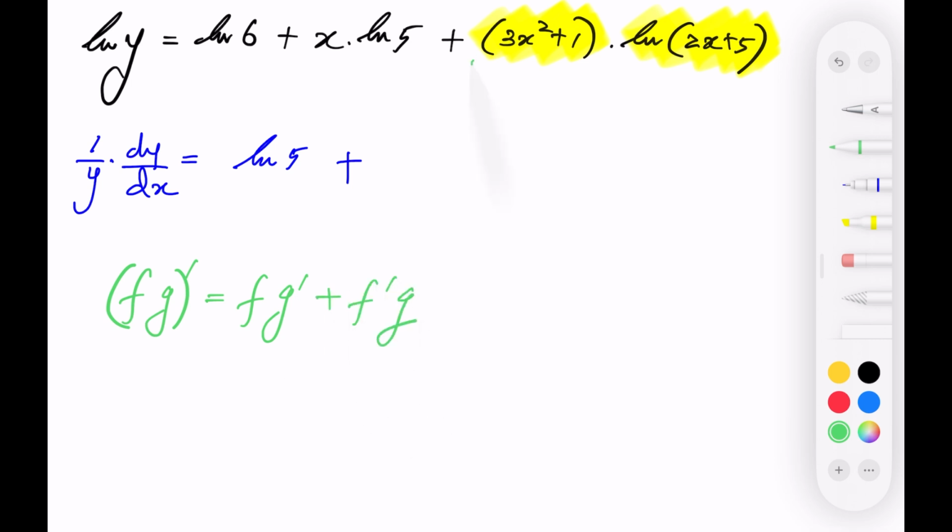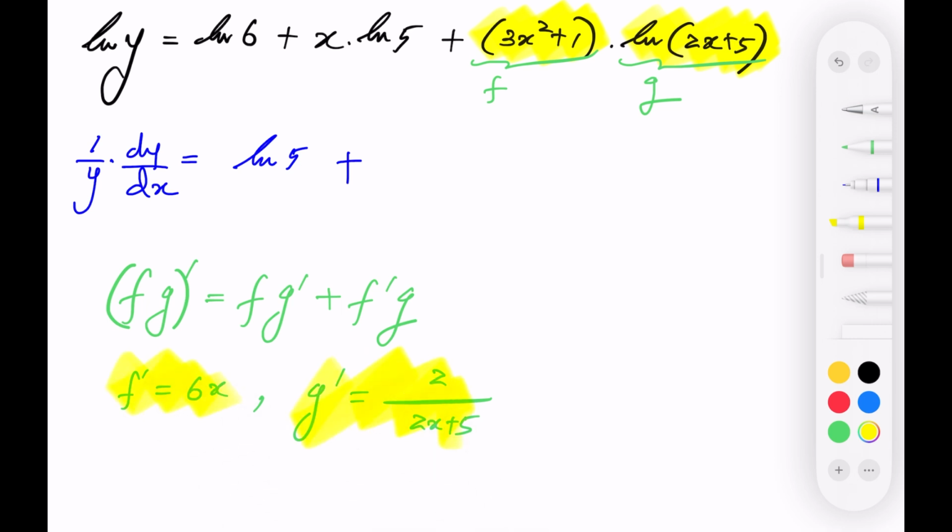Now I'm going to label this component as the function f and this component as the function g. In that case, you can see that f prime should be just equal to 6x, and how about g prime? G prime should be equal to 1 over 2x plus 5 times 2. Remember, I'm using the derivative of natural logarithm of a given function. We have discussed that already, and it's also a prerequisite to understand this discussion. Now we have f, g, and also f prime and g prime. So we can simply go ahead and use these results and write down the answer for that part.